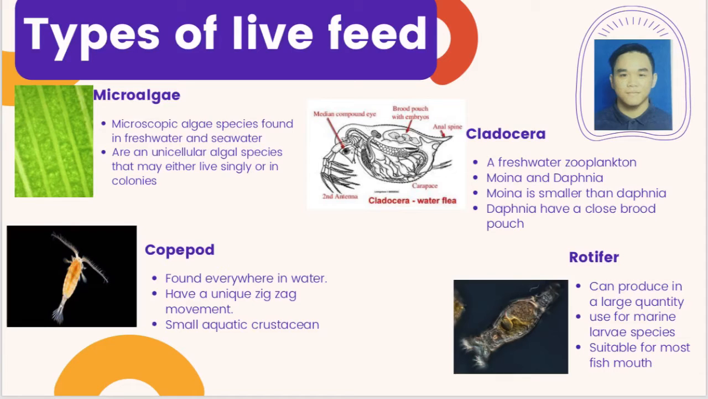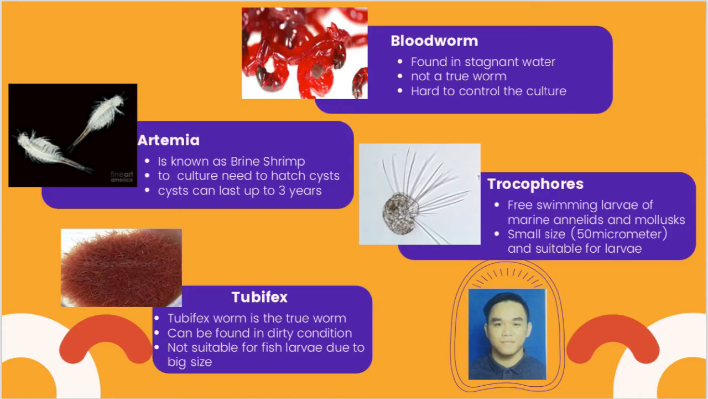Third is Cladocera. Cladocera is a freshwater zooplankton. They have many species, for example, Moina and Daphnia. Moina is smaller than Daphnia, but Daphnia has a closed brood pouch compared to Moina, which has an open brood pouch. And fourth is rotifer. Rotifer can be produced in a large quantity. They are used for marine larvae species, and are suitable for most fish mouths.